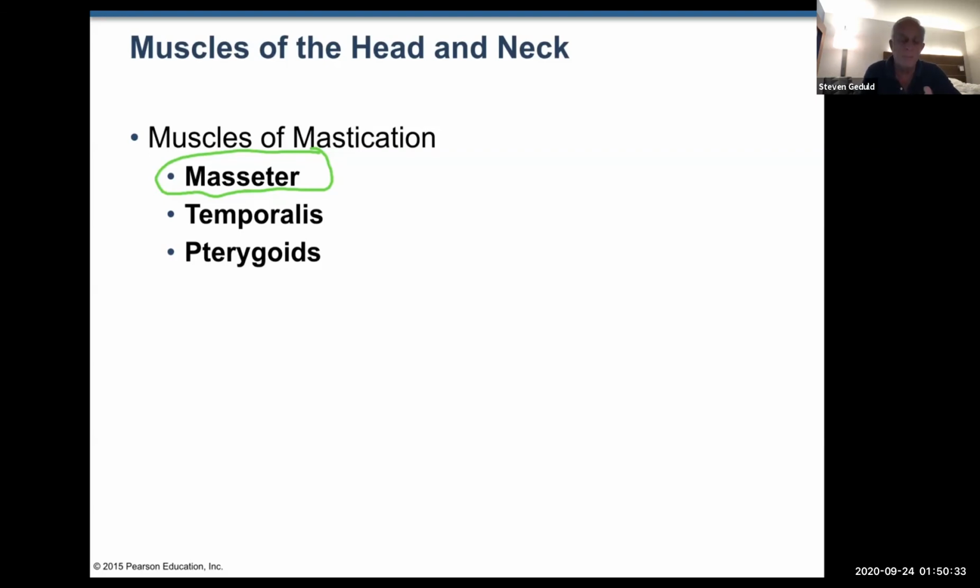So remember, humans can bite about 300 PSI. Average dentures, right about 5. That's a huge difference. And that's due to the masseter muscle. That's your main muscle of mastication.